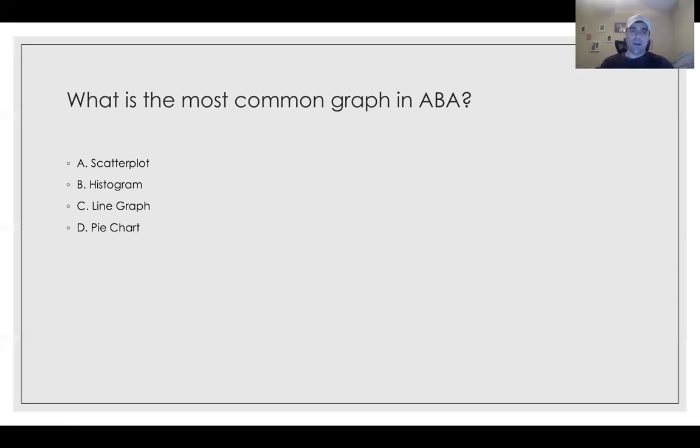What is the most common graph? Is it scatter plot, histogram, line graph, or pie chart? It's a line graph. Don't worry about the graphing part, because as an RBT, you'll be providing data, but you don't need to know the intricacies of graphing. You just need to know the basic line graphs. So don't worry about these.